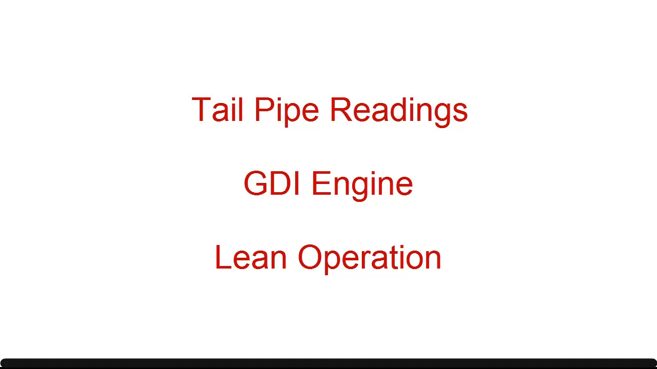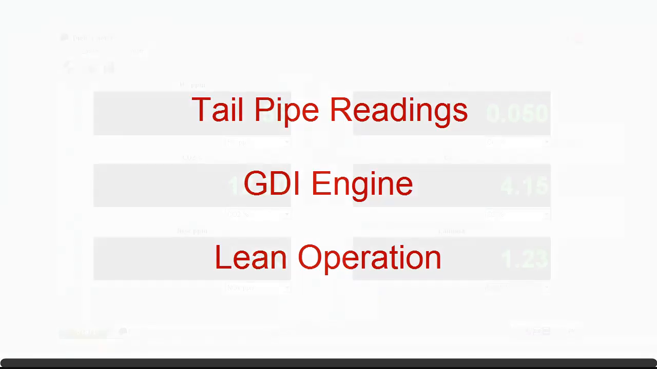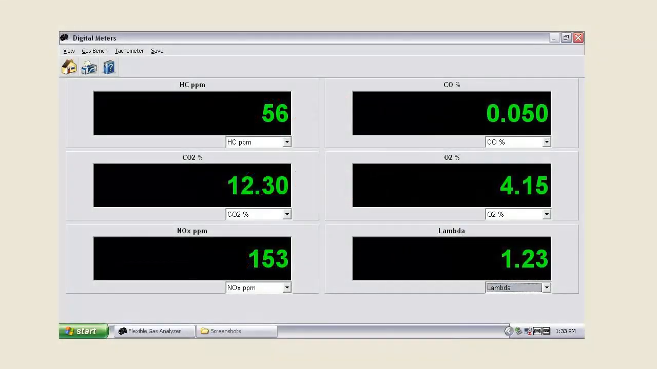The engine is now running lean of stoichiometric. Hydrocarbons, 56 parts per million. Carbon monoxide, 0.05%. NOx, 153 parts per million. Carbon dioxide, 12.3%. Oxygen, 4.15%. Lambda, at 1.23, indicates leanness.